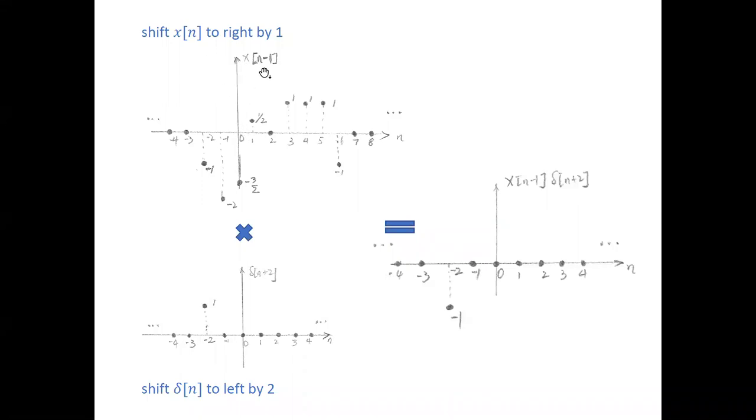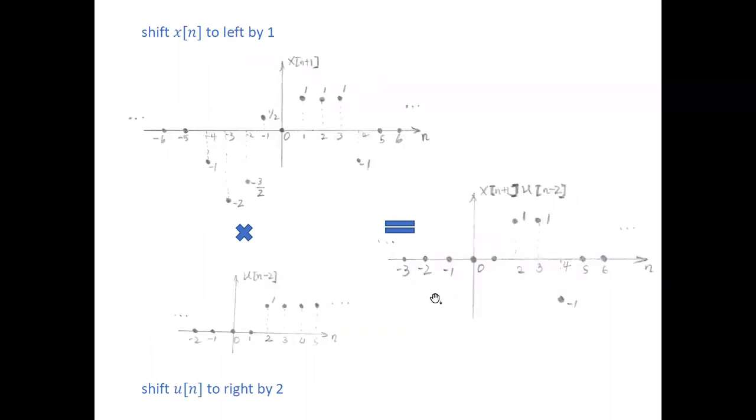What is x[n-1]? It is the shift of x[n] to the right by 1 unit. So we know what x[n] originally looked like. We shift it to the right by 1 unit. It is like this. And for the multiplication of these two, note that the only special point is where n equals minus 2, where we have minus 1 times 1, which is minus 1. Everywhere else, whatever x[n-1] is, it is multiplied with 0, so it is eliminated to 0. So the result is a minus 1 at n equals minus 2, and everywhere else 0.